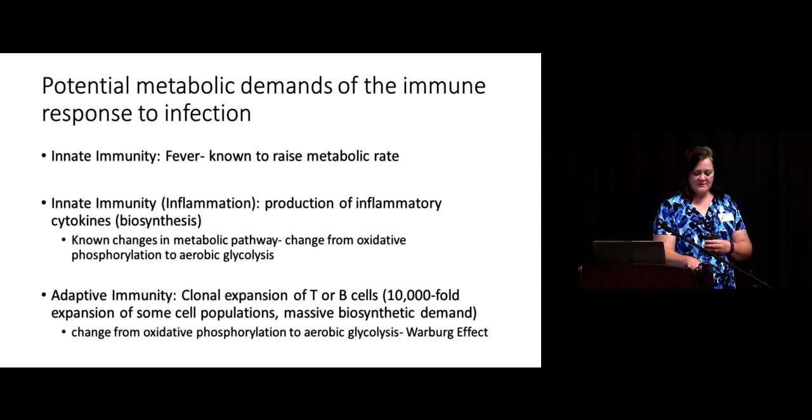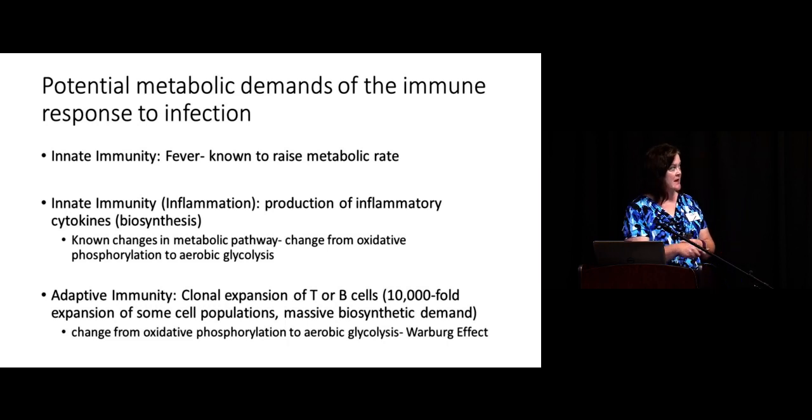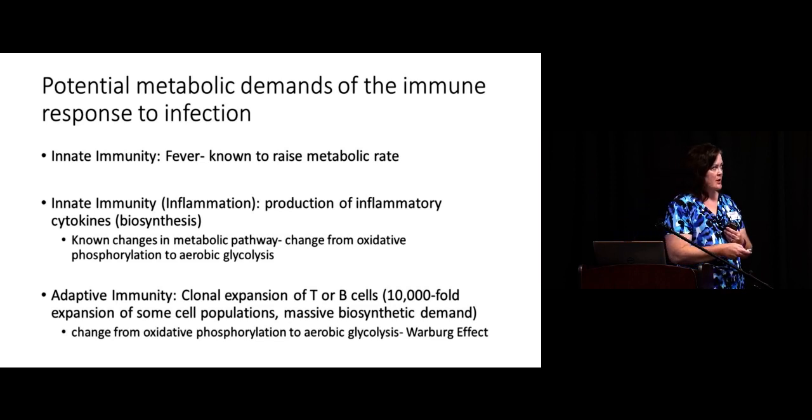So what are the things that we think might be causing these metabolic demands? Well, first we have an innate immune response, and it manifests as fever and cytokine production. Fever raises metabolic rate, that's known, and there's the production of inflammatory cytokines, and you have an incredible movement of cells from your bone marrow into sites of infection that is also a huge biosynthetic demand. You have lots of proteins being synthesized and cells being synthesized in this innate response. So we hypothesize that that's a large component of the metabolic demand.